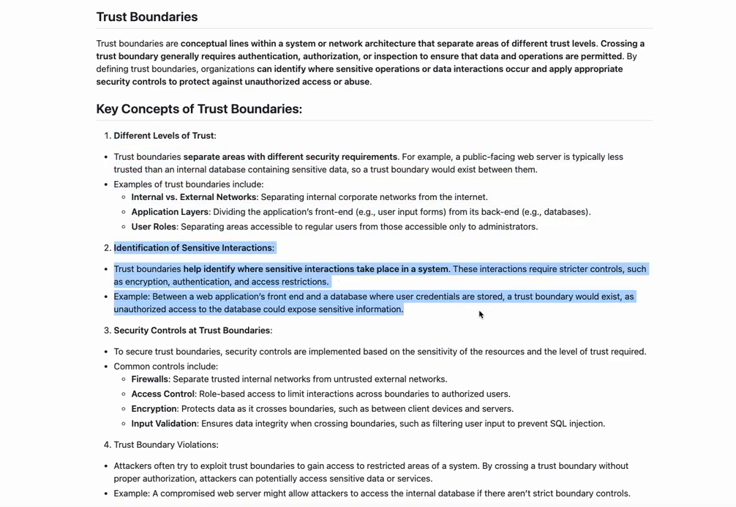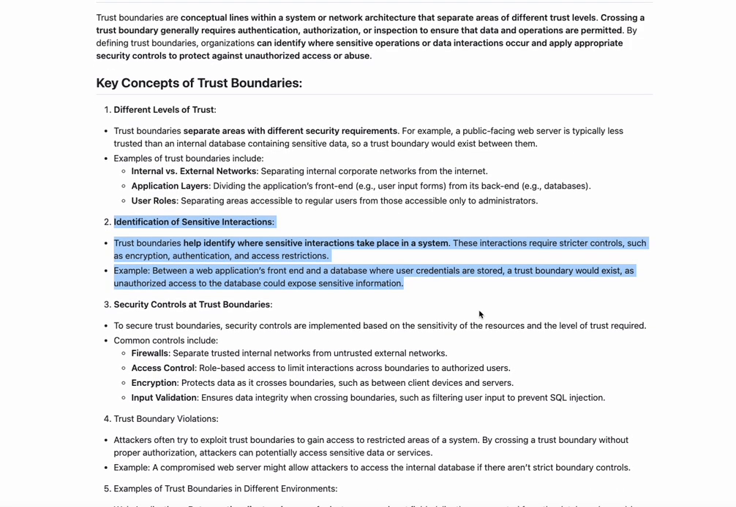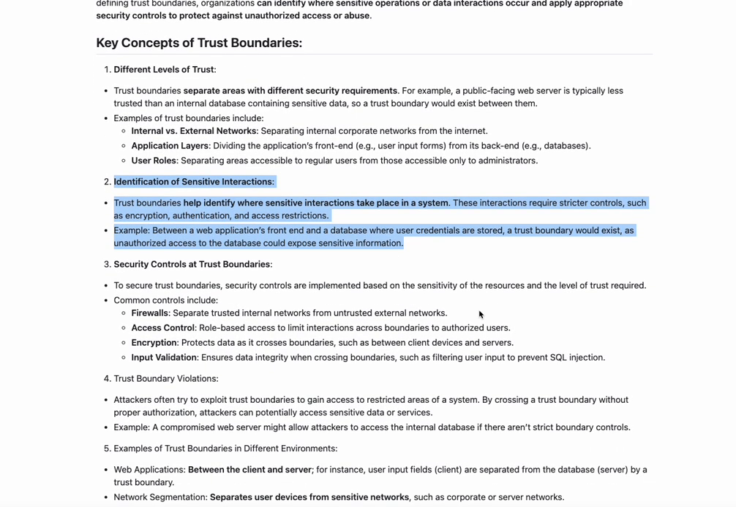Identification of sensitive interactions. Trust boundaries help identify where sensitive interactions take place in a system. These interactions require stricter controls, such as encryption, authentication, and access restrictions. Example: between a web application's front end and a database where user credentials are stored, a trust boundary would exist, as unauthorized access to the database could expose sensitive information.